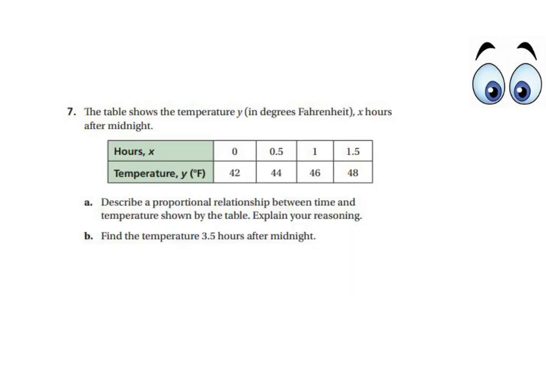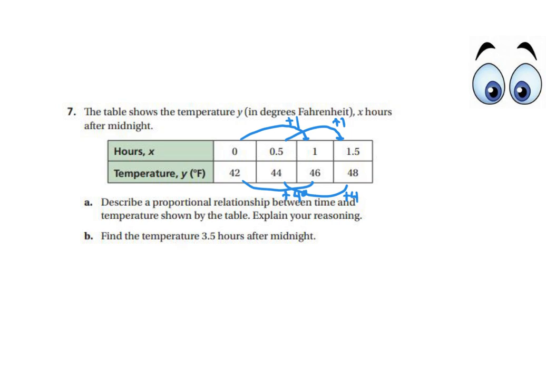For this last question, the table shows the temperature Y in degrees Fahrenheit and X hours after midnight. Describe the proportional relationship between time and temperature shown in the table. So here's what I notice. For hours, for every time that we increase by 1 hour, we increase by 4 degrees. And that can be seen here as well. If we increase by 1 hour, we increase by 4 degrees.